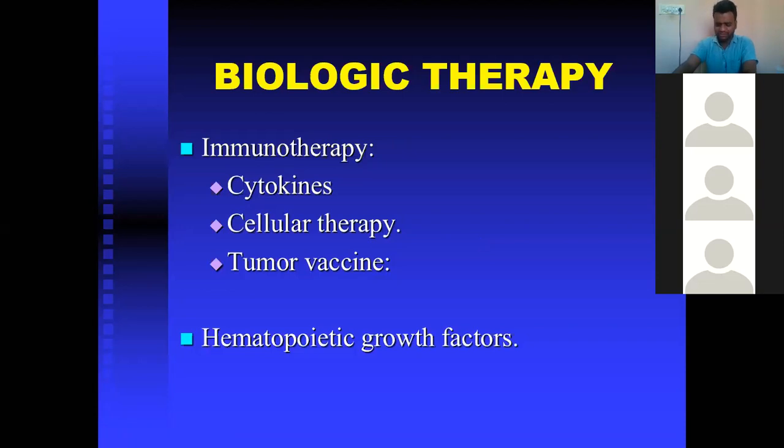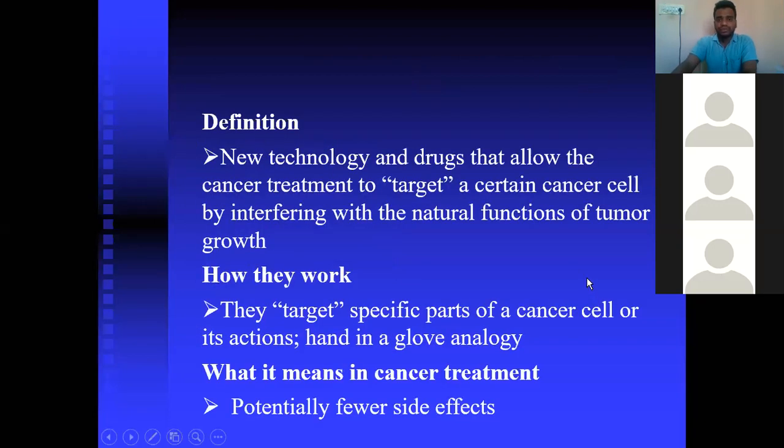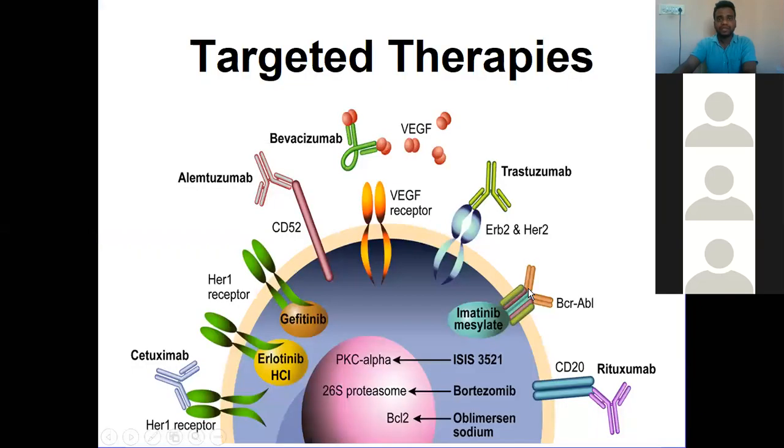In the coming, I think, around 20 years, the booming field of science would be about biological therapy, about immune therapy. These are new technologies and drugs that allow cancer to be treated by targeting the target cell. That's how we want to overcome the many unnecessary side effects. That's called targeted therapy.